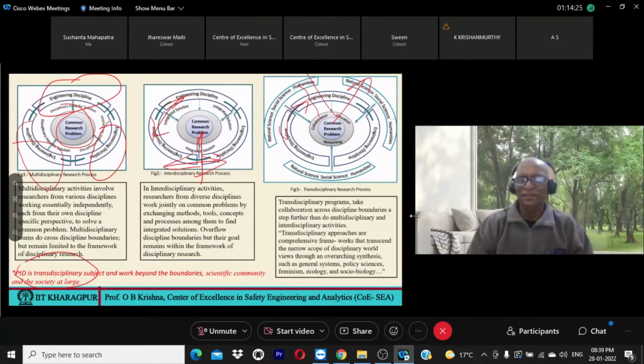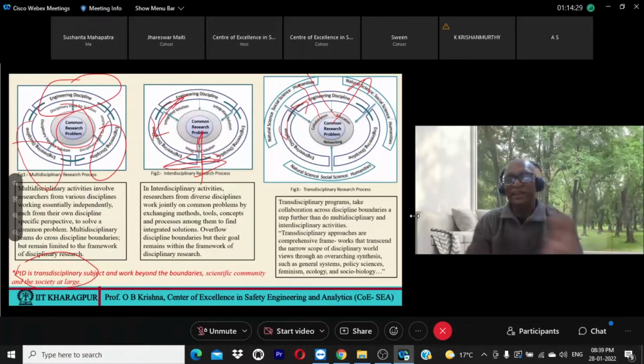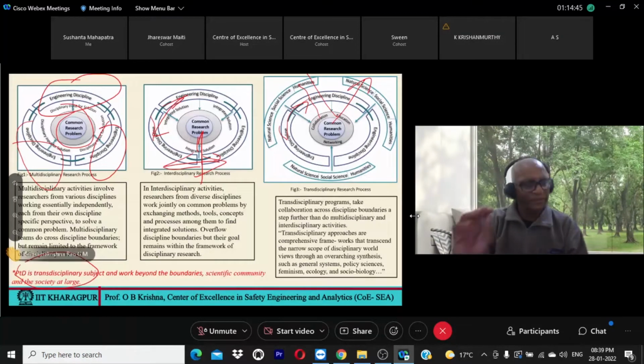Or Bhopal, anything. So they don't limit to their own areas. They go outside, work for the solution. No limits to them. This PTD is the transdisciplinary subject which works beyond the boundaries to improve safety, to bring safety at the design stage.